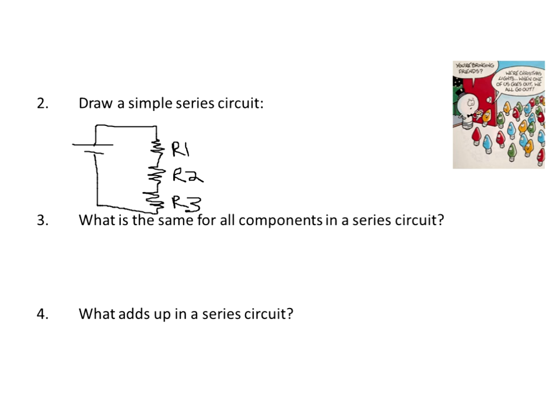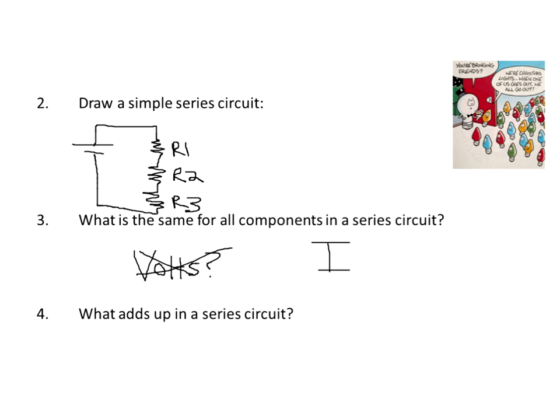There's no breaks in the path, no nodes in the circuit. So what is the same for all components in the series circuit? Who knows the answer to that? Well, that would be the volts. Is that the correct answer? No, it isn't the volts. What is the same in a series circuit? It's the current. The current is the same.